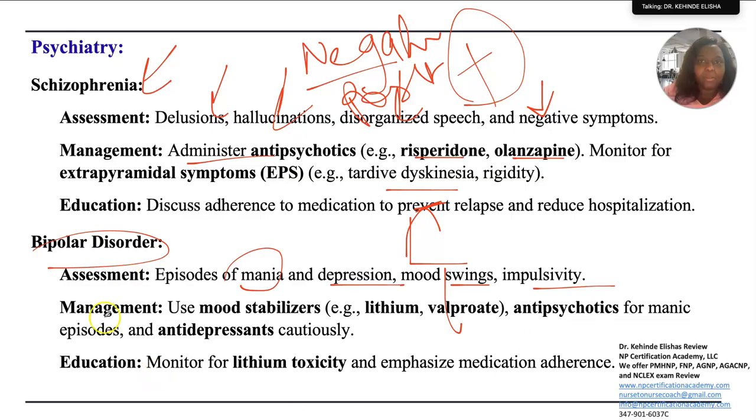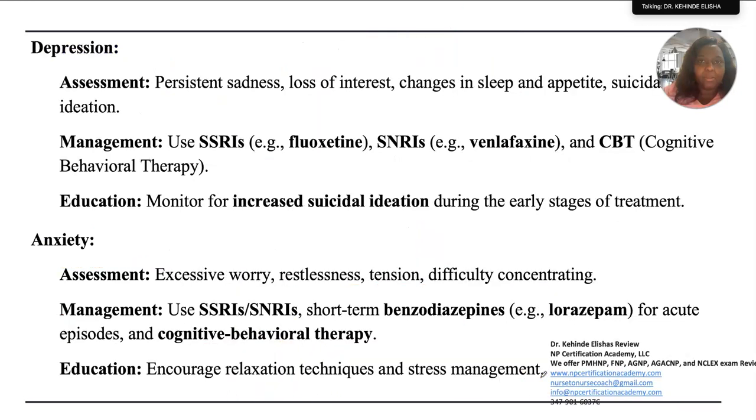We're now going to go ahead and continue with bipolar disorder. Management. Use mood stabilizers, lithium, valproate, antipsychotics for manic episodes, antidepressants, of course, very carefully. Why is that? Antidepressants will throw our patient back into a manic state. So if we must use them, we have to be really careful using them. How do we educate our patients with bipolar? Of course, we're going to monitor for lithium toxicity, emphasize that they have to be compliant with their meds.